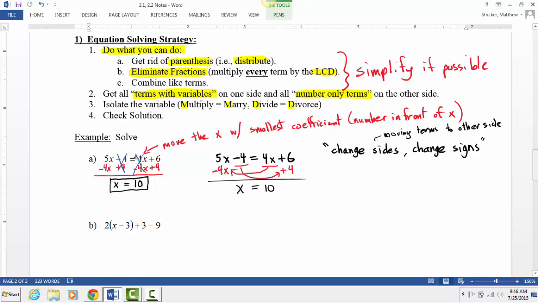Again, we could check the solution here. I'm not going to do that anymore because I want to move on with the video and not make this video go on too long. But we should know now how to check solutions. Let's go ahead and move to example B.